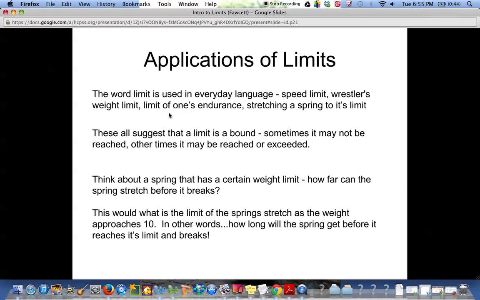So think about a spring that has a certain weight limit. How far can it stretch before it breaks? This would be the limit of the spring's stretch as the weight approaches, say, a weight of 10. So how long will the spring get before it reaches its limit and breaks? There are also a lot of other applications of limits, and as we progress through the unit and get more comfortable with taking limits, we'll look at application problems.